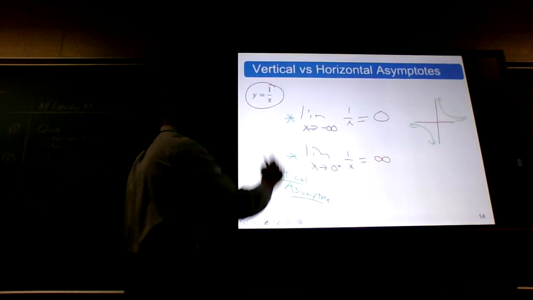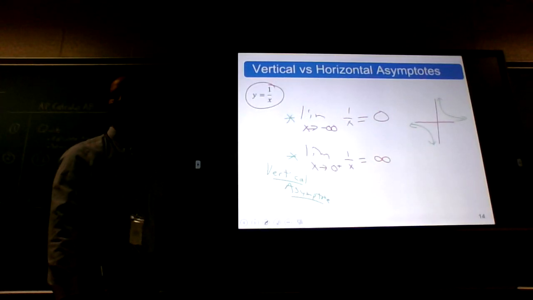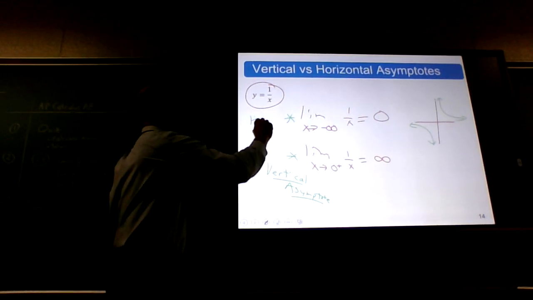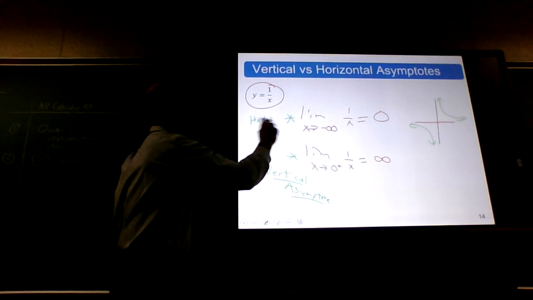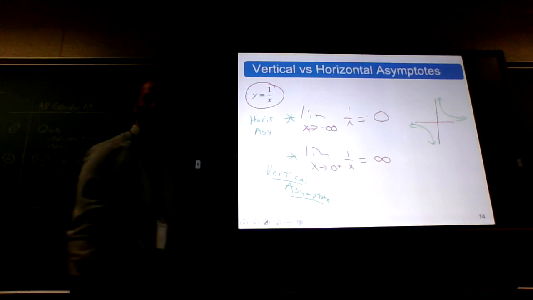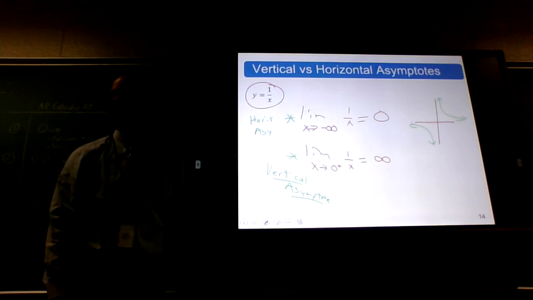What does this one tell us? Horizontal asymptote. This is a horizontal asymptote. I just misspelled horizontal. You get the idea. Okay? Horizontal asymptote versus a vertical asymptote.